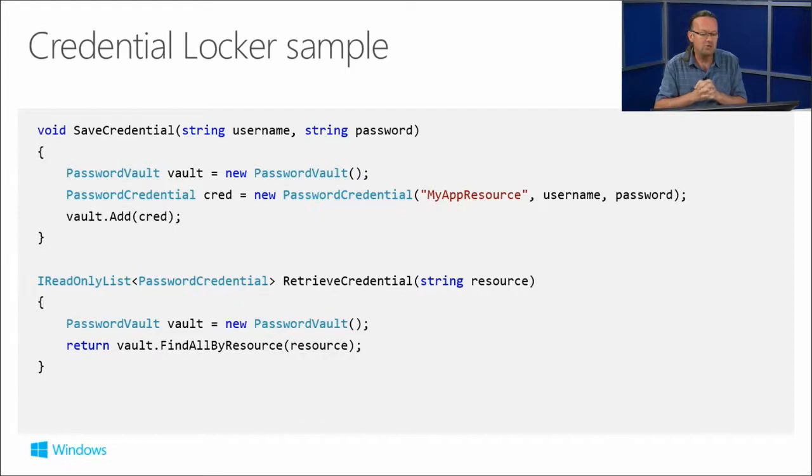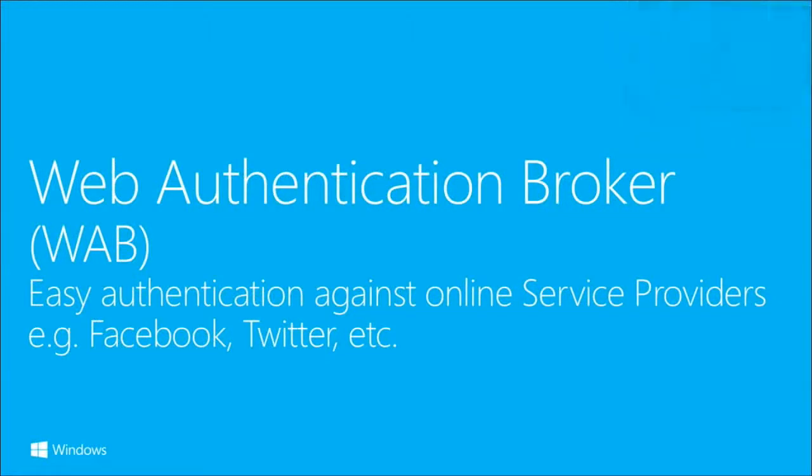This is the API. You new up a password vault object, and then you store password credential objects in that password vault, and to get them out you new up your password vault, and there are various methods for pulling them out of there. We covered that before, so I'm not going to say anything more about it. I want to say a bit more about the Web Authentication Broker.